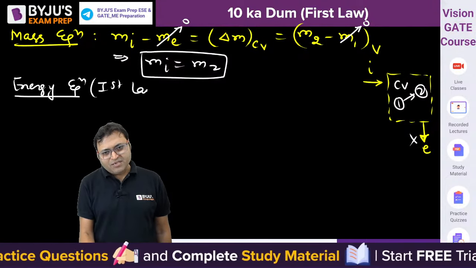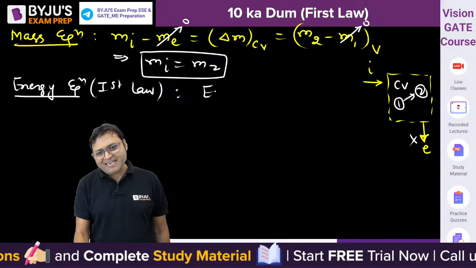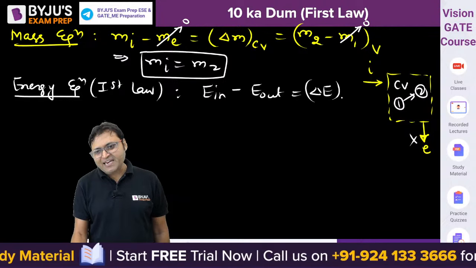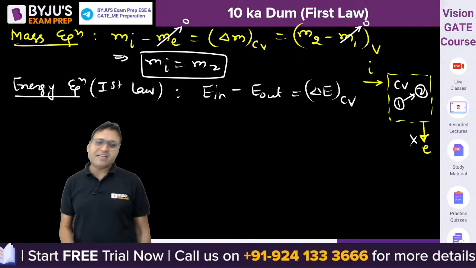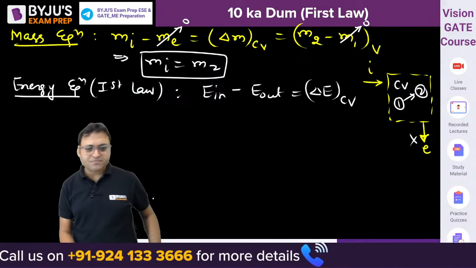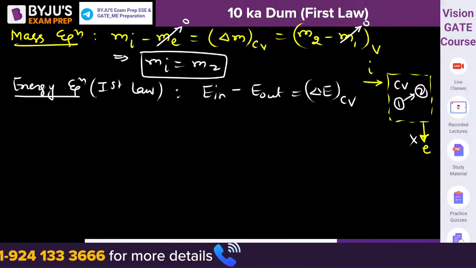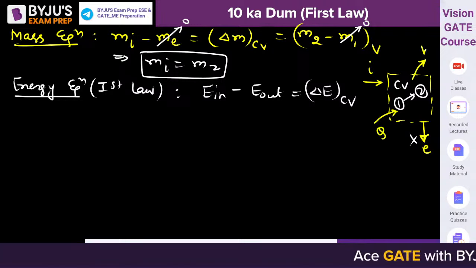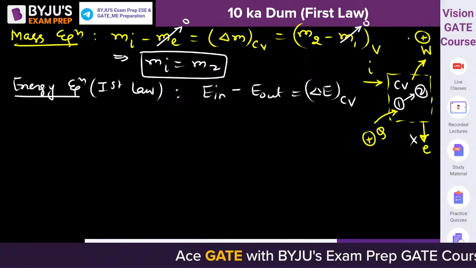of thermodynamics. So according to energy equation, we can say energy entering into the system minus energy leaving from the system is equal to change in energy of the control volume. That is energy conservation equation. E in minus E out is equal to change in energy in the system. Right? Energy entering minus energy leaving is equal to change in energy. Now how to write energy entering? Let me assume the heat is added to the system and work is done by the system.